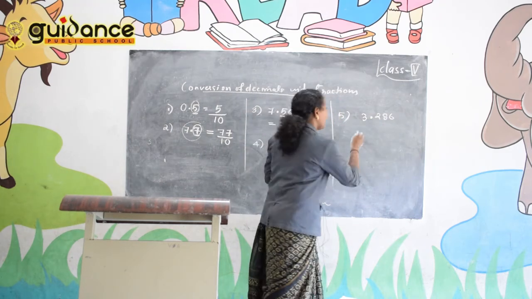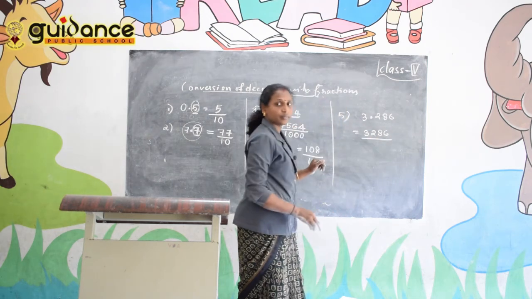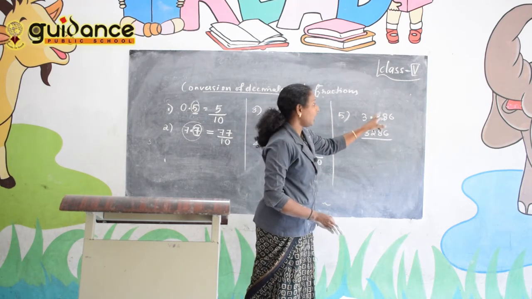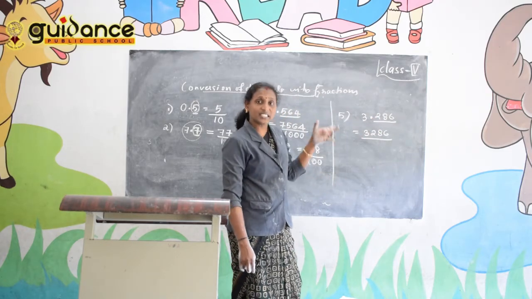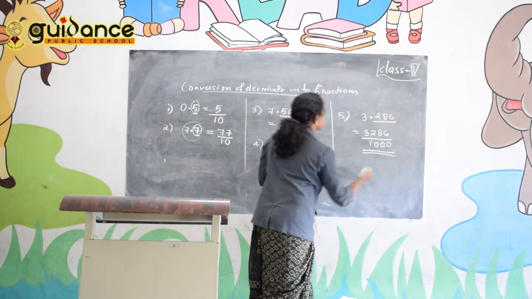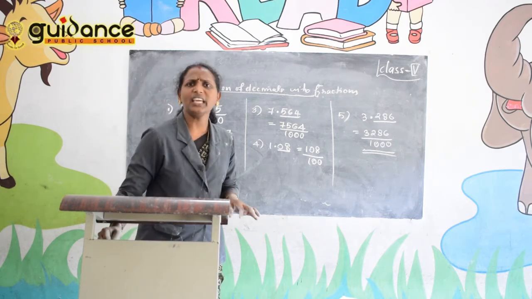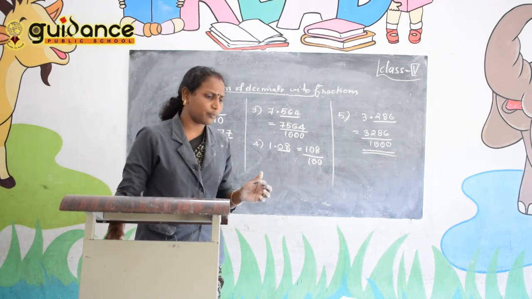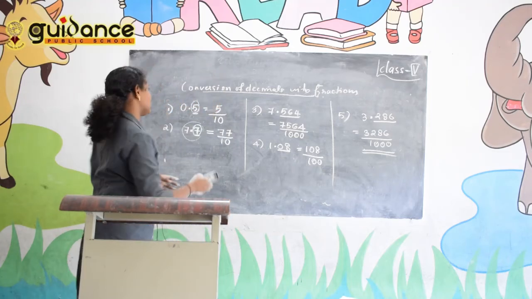First, we have to write the numerator without using the decimal point. Then look at the fractional part. How many digits? It has 3 digits. That means we will write 1000 as the denominator. So this is the fraction form. It is not necessary to write the mixed form. It's enough. Okay.